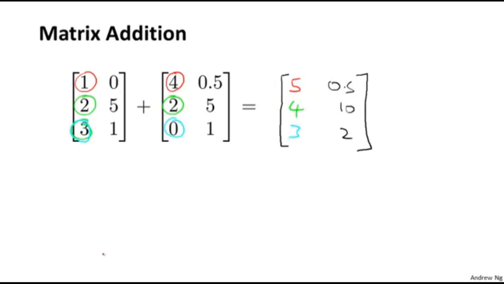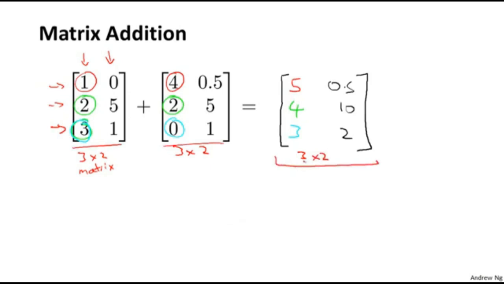So this example is a 3 by 2 matrix because this has 3 rows and 2 columns, so it's 3 by 2. This is also a 3 by 2 matrix, and the result of adding these two matrices is a 3 by 2 matrix again. So you can only add matrices of the same dimension, and the result will be another matrix that's of the same dimension as the ones you just added.